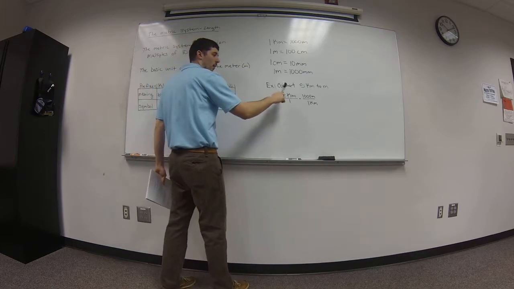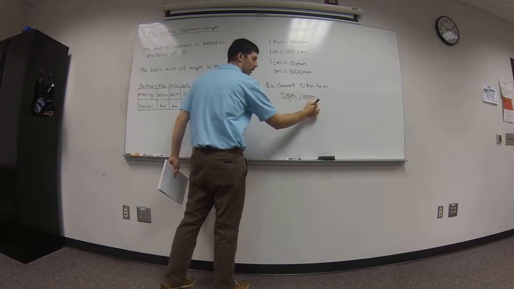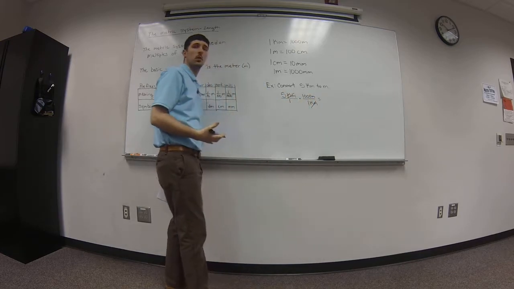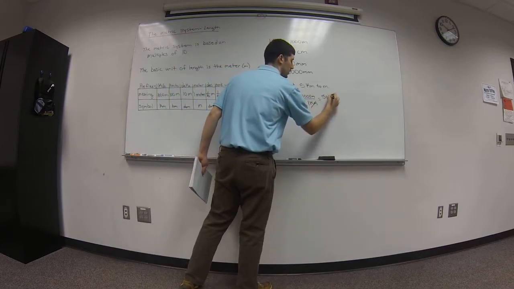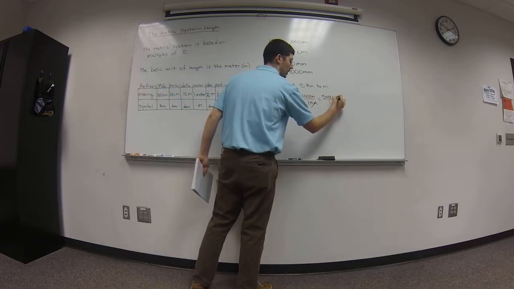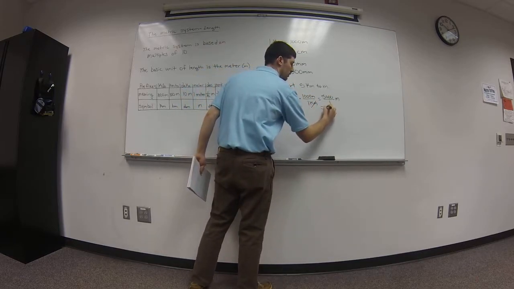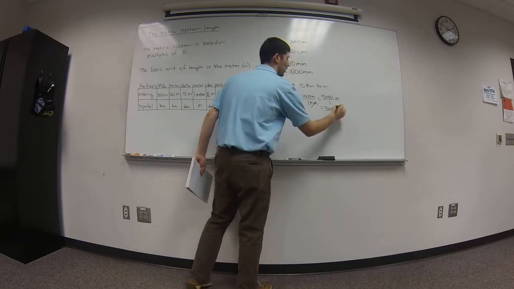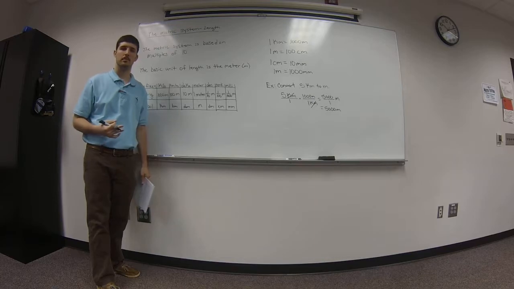Now remember, if you have the same unit on top and the same unit on the bottom, they cancel each other out. And now all we have to do is multiply across. 5 times 1,000 is 5,000. 1 times 1 is 1. And now our units are meters. 5,000 over 1 is just 5,000. So 5 kilometers is the same as 5,000 meters.